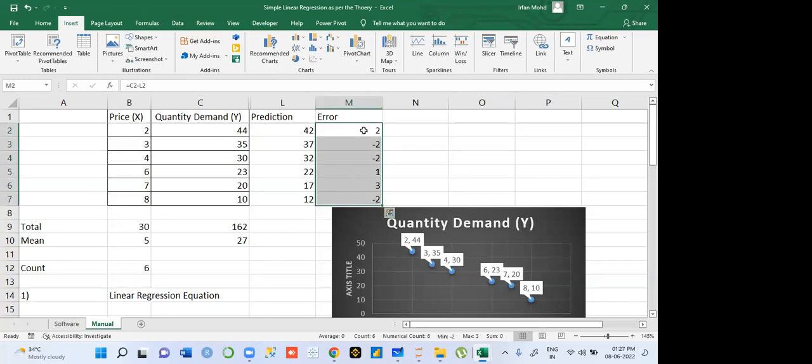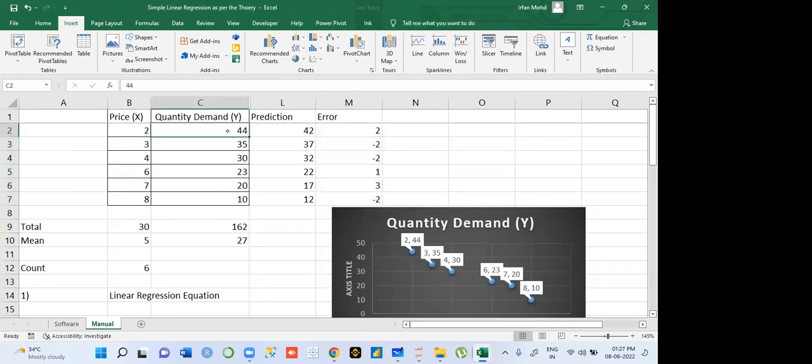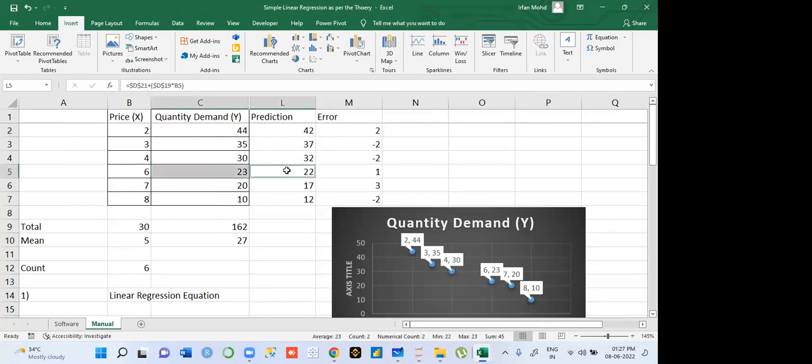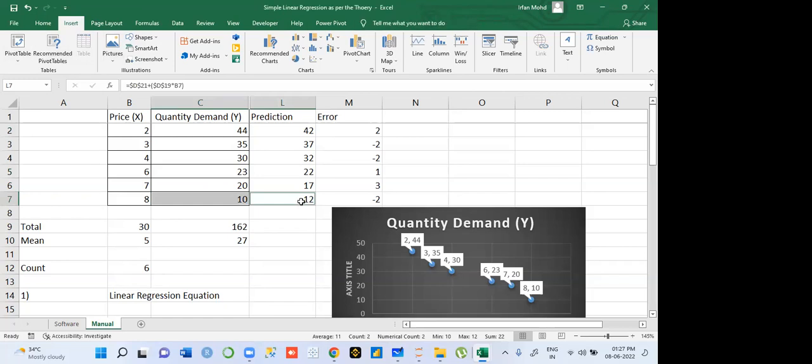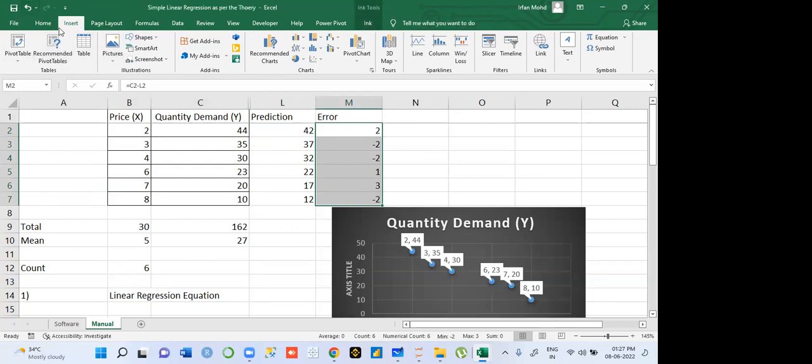Okay. Guys, compute sum of error, you will get 0. So actual demand was 44. What does our model say? It has to be 42. Actual demand is 23. What does our model say? Demand has to be 22. Actual demand is 10. What does the model say? Demand has to be 12. So at row level, a small difference is possible. But at overall level, there will be no difference. If you do sum of error, it will always come as 0 for you. Clear? Any question, any doubt?